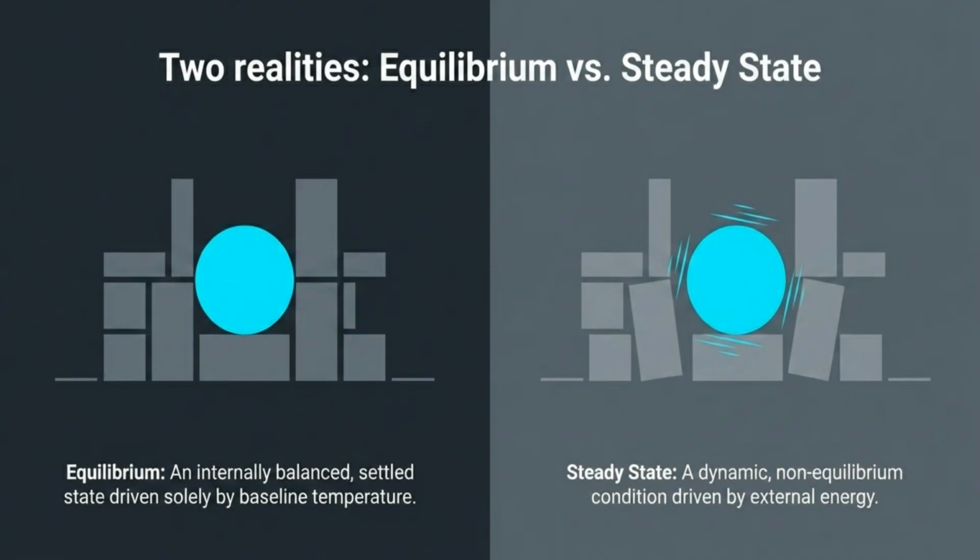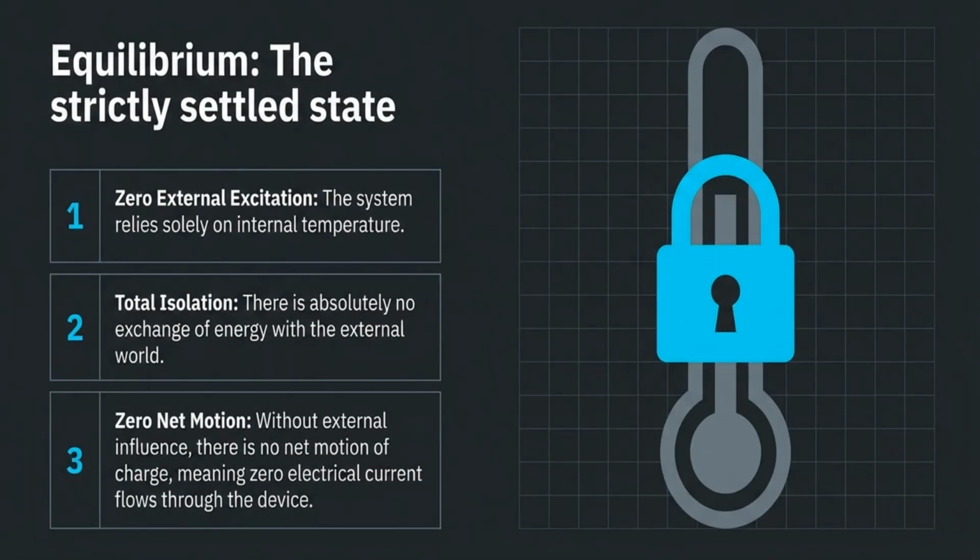Equilibrium is an internally balanced, settled state, driven solely by baseline temperature. In contrast, steady state is a dynamic, non-equilibrium condition driven by external energy. Equilibrium is the strictly settled state. It has zero external excitation and total isolation, meaning no energy is exchanged. This results in zero net motion of charge, and thus, zero electrical current.